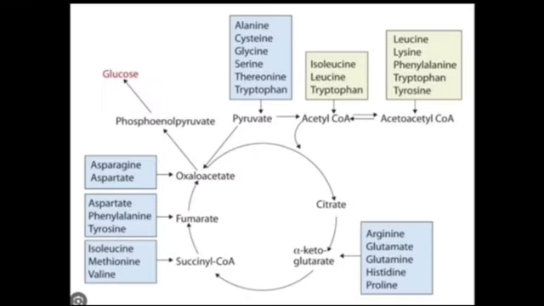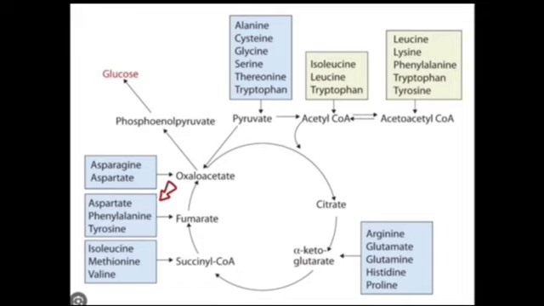Let's focus on the glucogenic amino acids first, that are in the blue box. Alanine, cysteine, glycine, serine, threonine and tryptophan will be converted to pyruvate or acetyl-CoA and enter the citric acid cycle. Next, arginine, glutamate, glutamine, histidine and proline will be converted to alpha-ketoglutarate and enter the TCA cycle. Isoleucine, methionine and valine will be converted to succinyl-CoA and enter the TCA cycle.